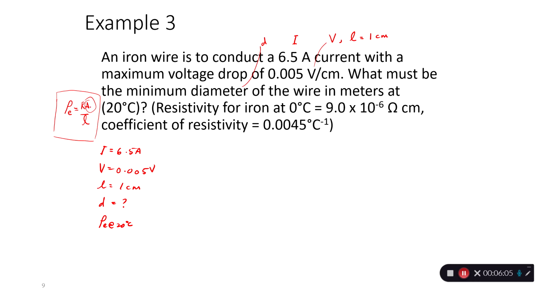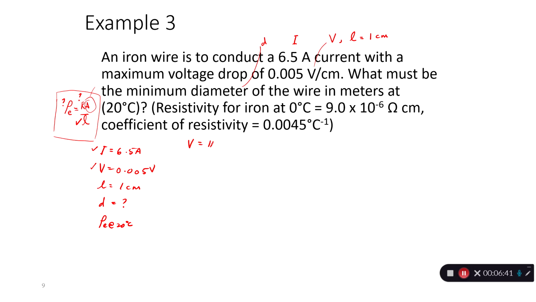analyze what information you have and what you need to find first. We want diameter, which we get from here. To get this, we have to have length, which we have as 1 cm. We have to have resistance, which we currently don't have, but we can calculate because V equals IR. We have V, we have I. And resistivity, we can't use the one at 0 degrees. We have to find the value at 20 degrees. So there are two things that we need to find before we find the area.